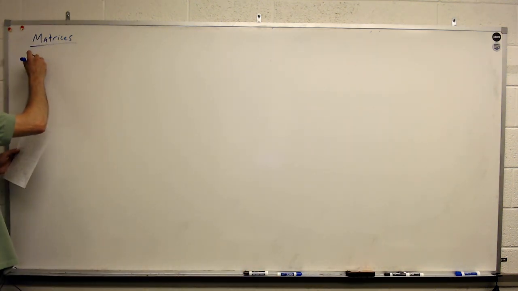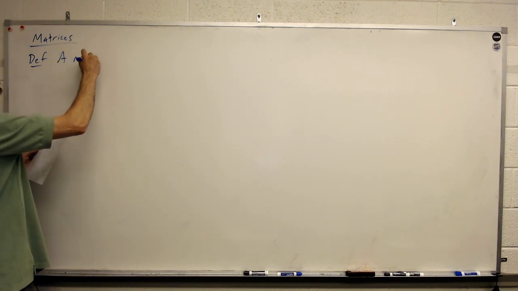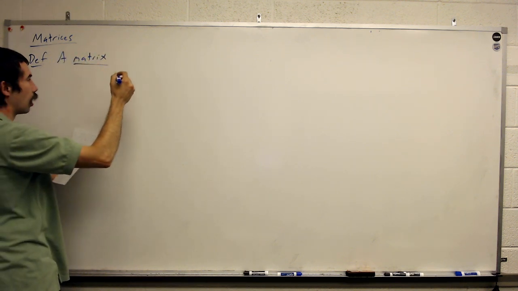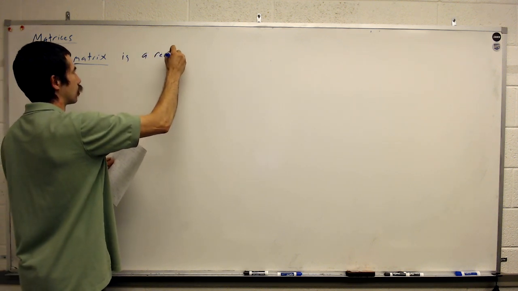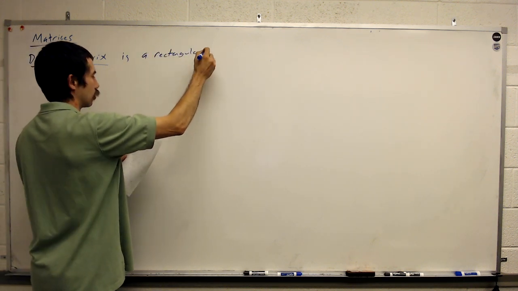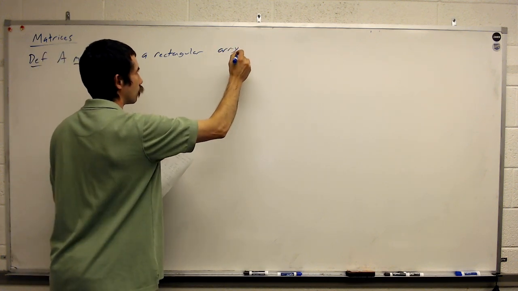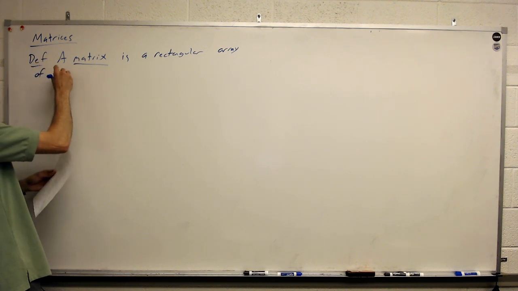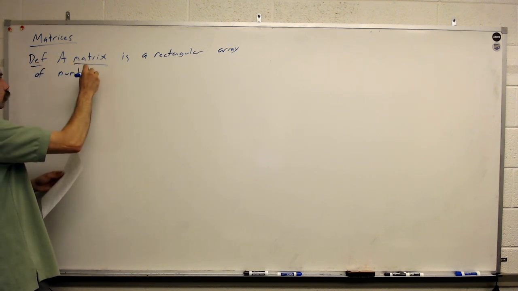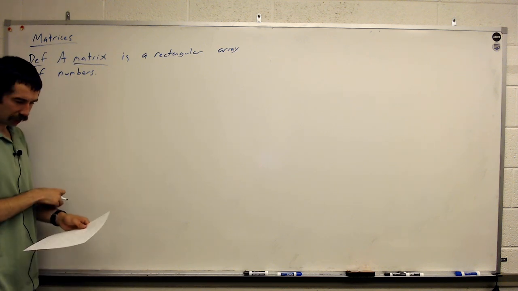Today we're going to talk about matrices. So what is a matrix? A matrix is a rectangular array of numbers. All right, so it's going to look like a kind of a grid filled with numbers.